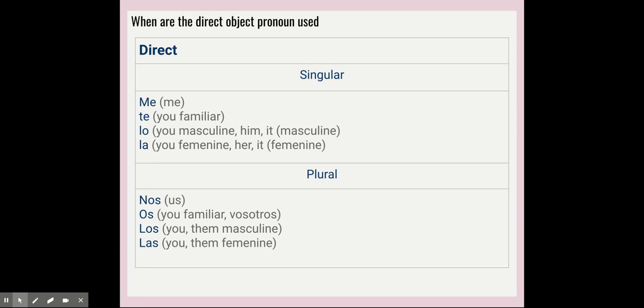Then we have the plural: nos, os, los, las. Nos for us, os for you familiar, in this case vosotros, los for masculine or a mixed group, and then las for only ustedes that are feminine, and them that are feminine.